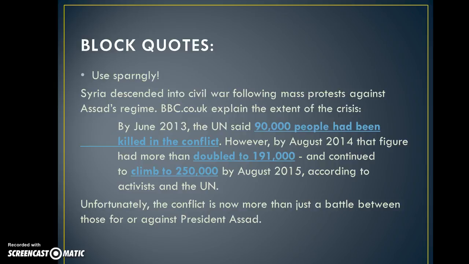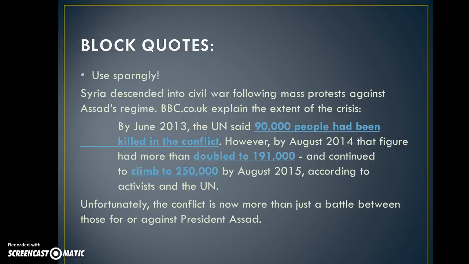And my block quote is, by June 2013 the UN said 90,000 people had been killed in the conflict. However, by August 2014 that figure had more than doubled to 191,000 and continued to climb to 250,000 by August 2015, according to activists and the UN. Unfortunately, the conflict is now more than just a battle between those for or against President Assad.